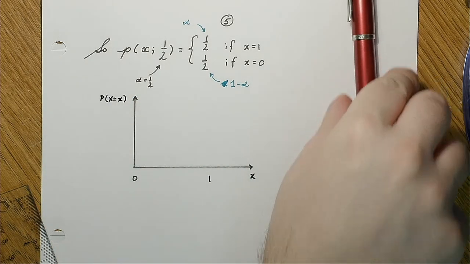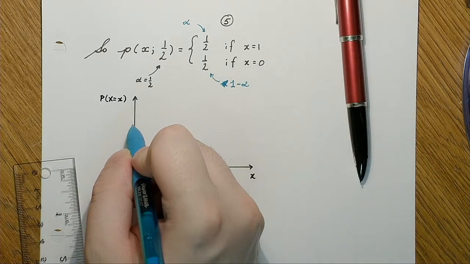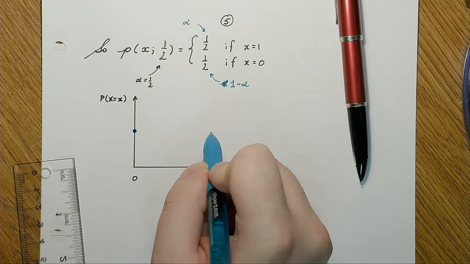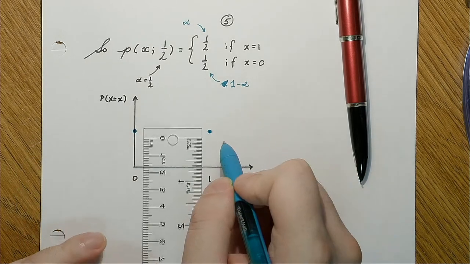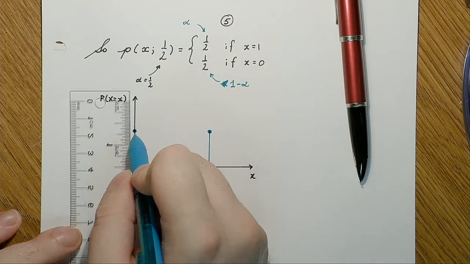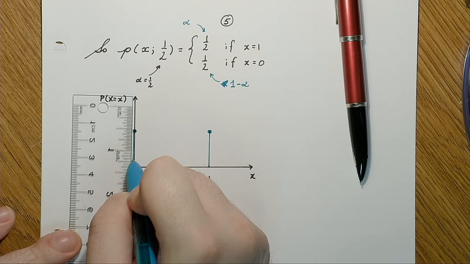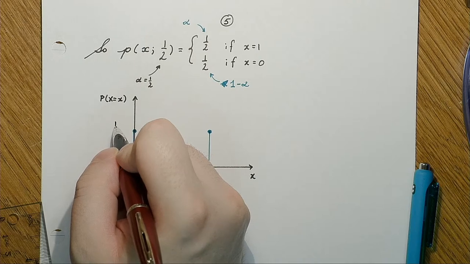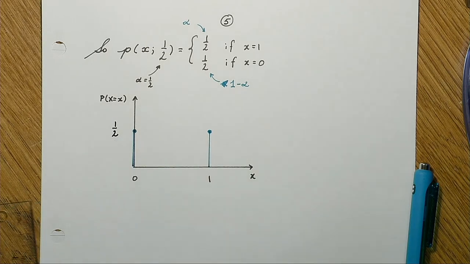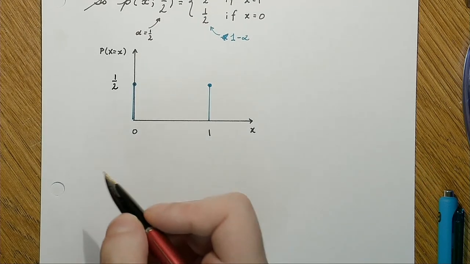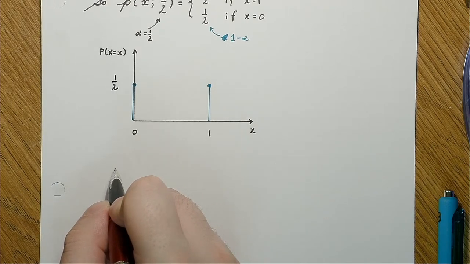So here I'm just going to draw a graph of it. So I get 1/2 and 1/2 here. Same thing over here. And I'll label this as 1/2 over here. So that's one distribution.